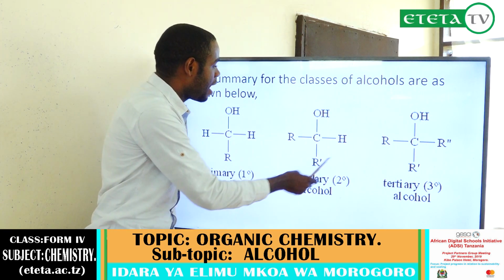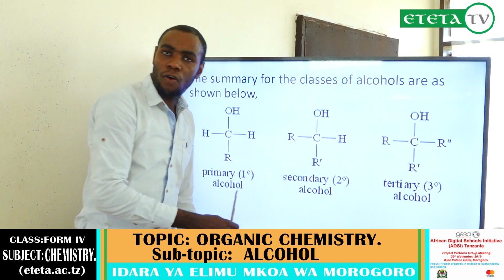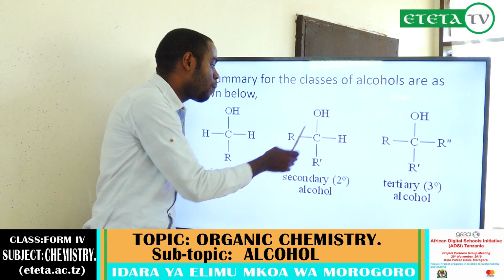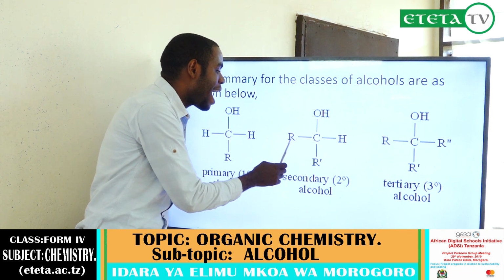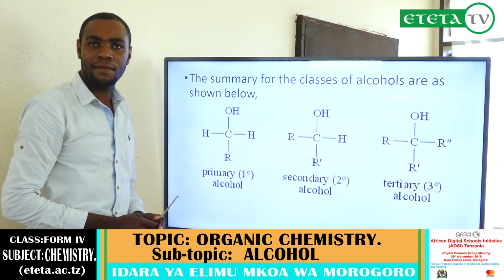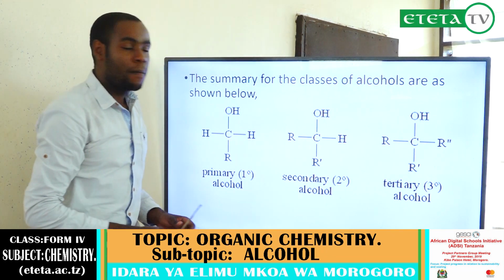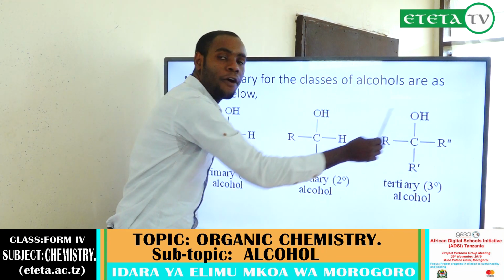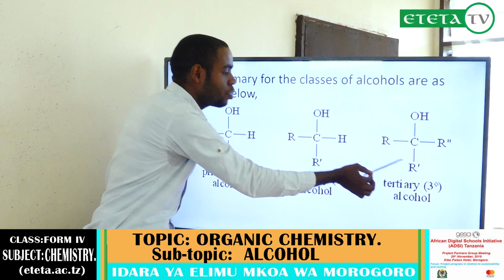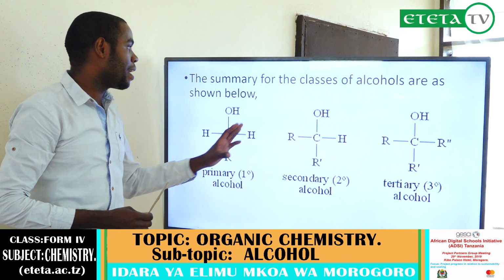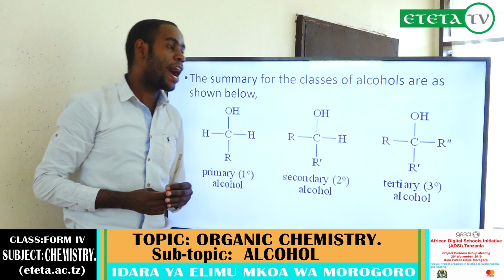The second here is secondary alcohol. Why secondary alcohol? Because the carbon which carries the OH group is attached to two alkyl groups. And the third one here is tertiary alcohol because the carbon which carries the OH group is attached to 3 alkyl groups. This is the summary for classes of alcohol.